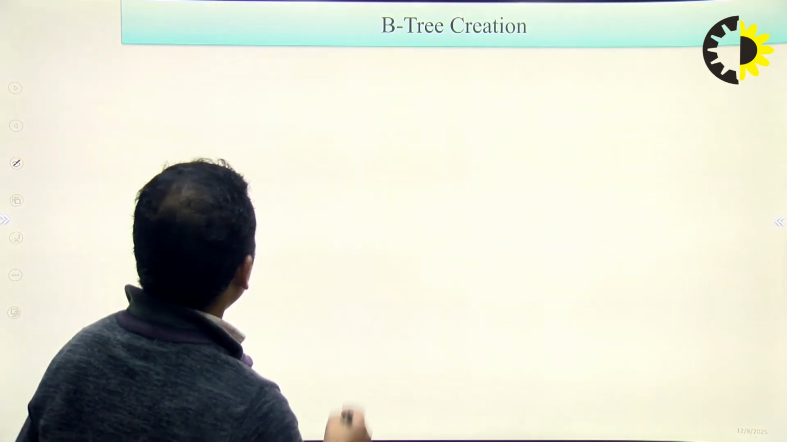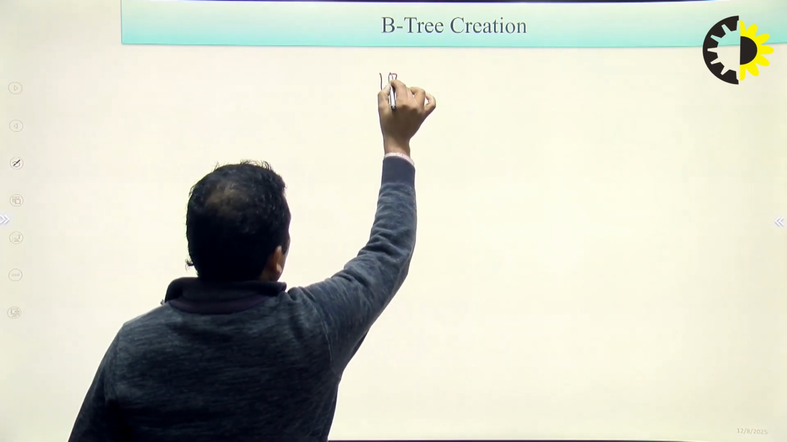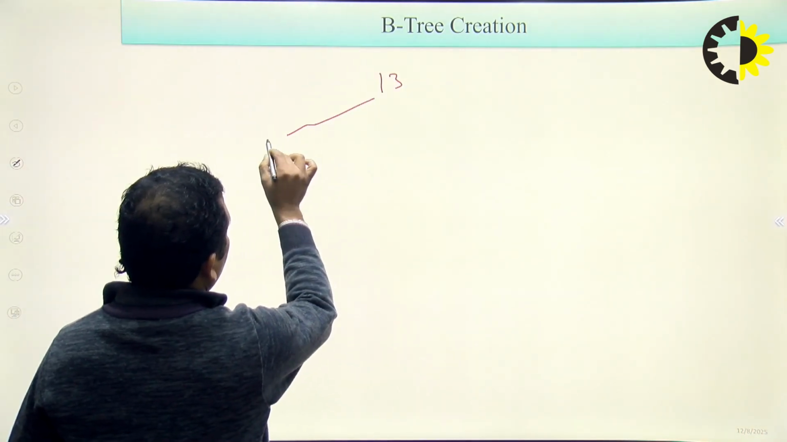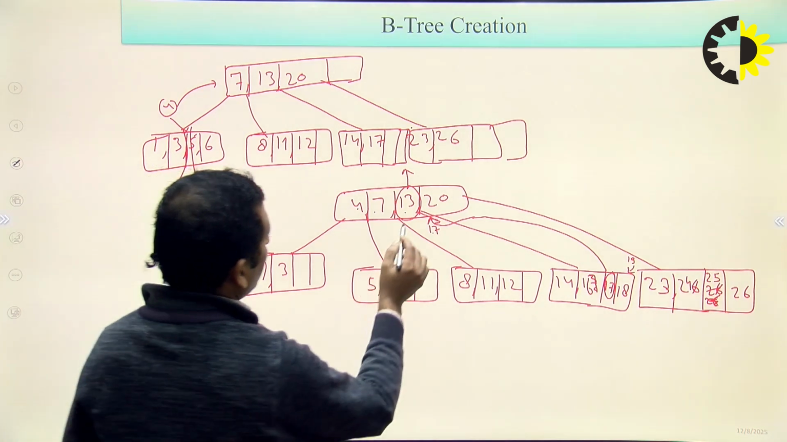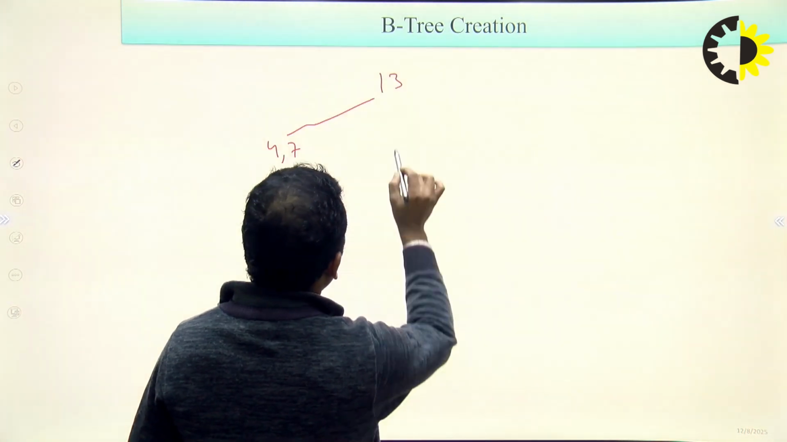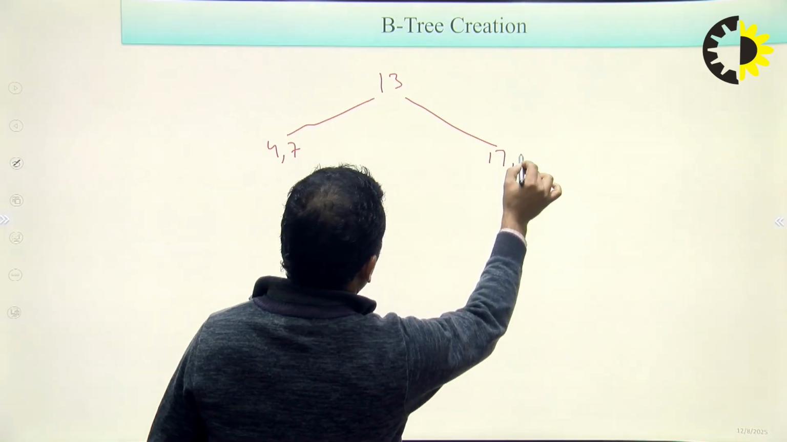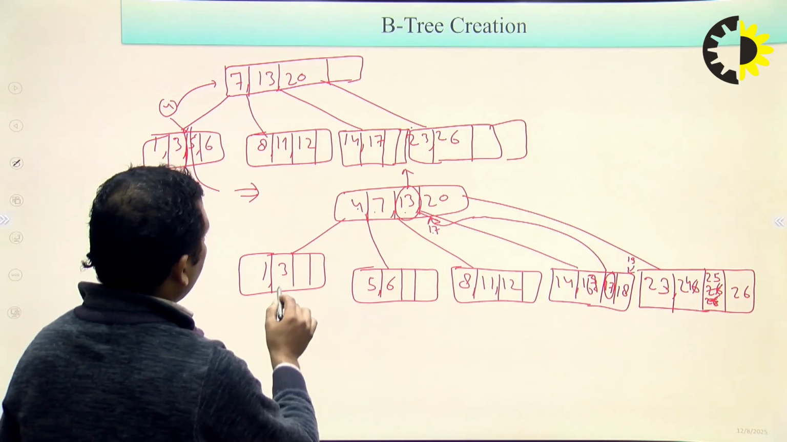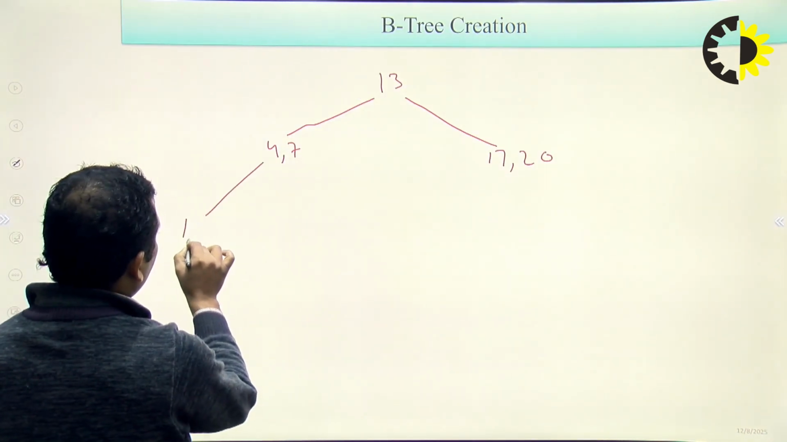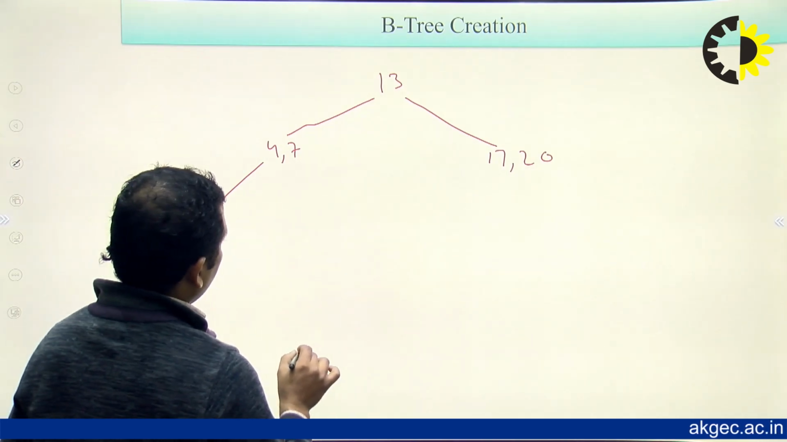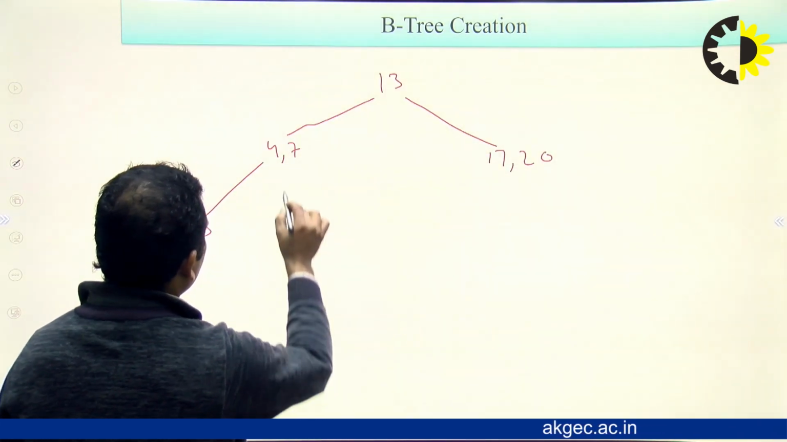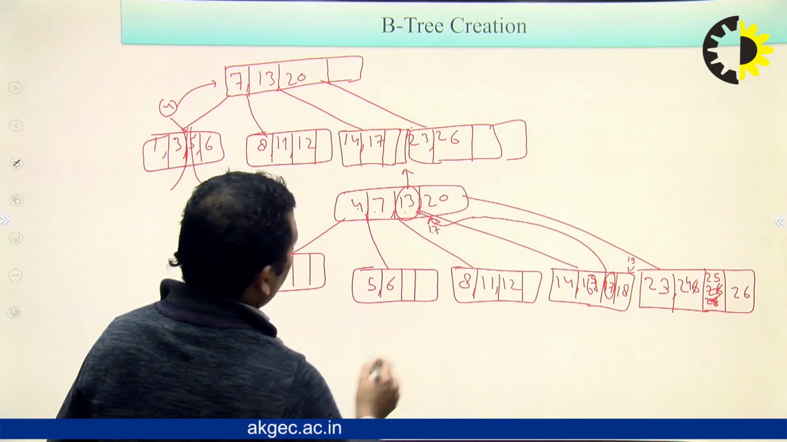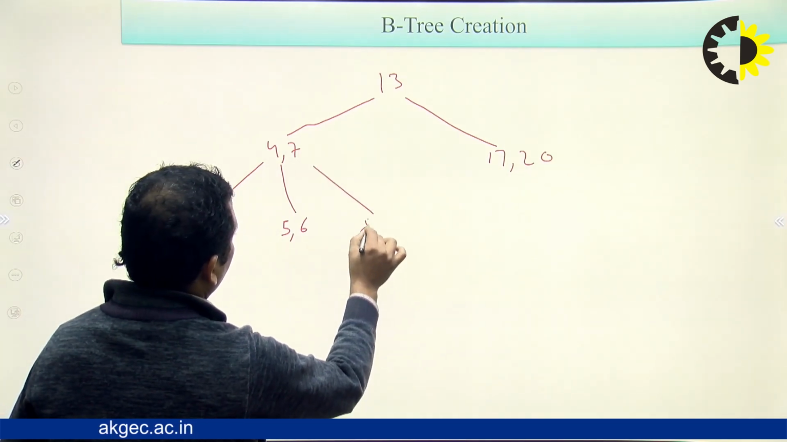Now 13 will go upside, then 4 7, this is 4 7, and this is 17 20. Here 1 3, this is 5 6, and this is 8 11 12.